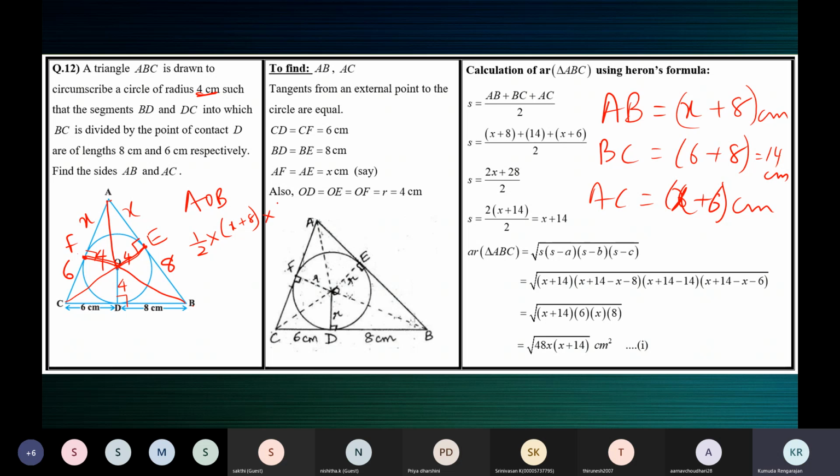So half base AB into height 4. OE is the altitude on AB. Okay, half base into height. So you can work this out, two ones or two twos or whatever, and you will get the area.